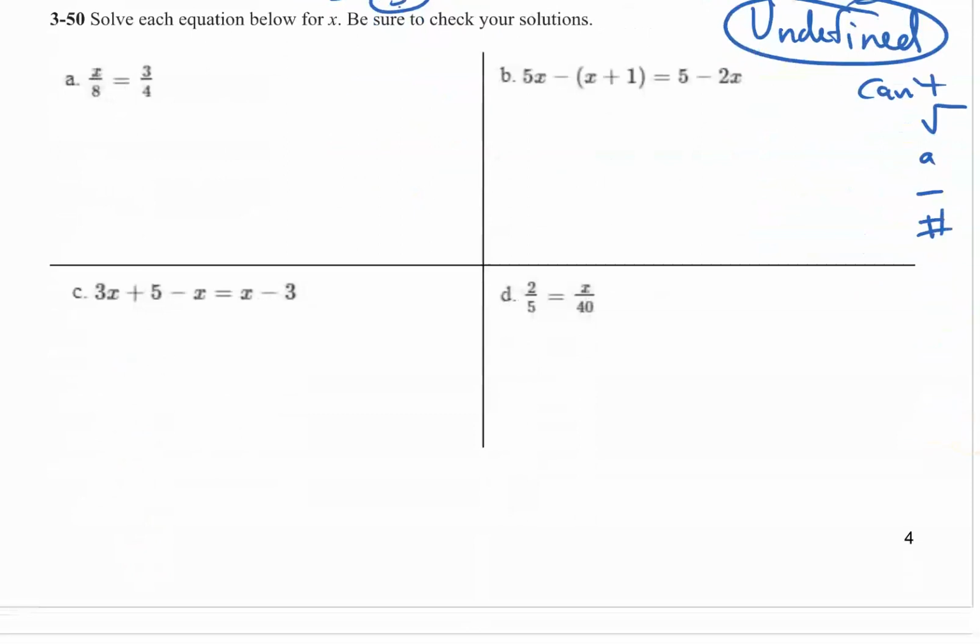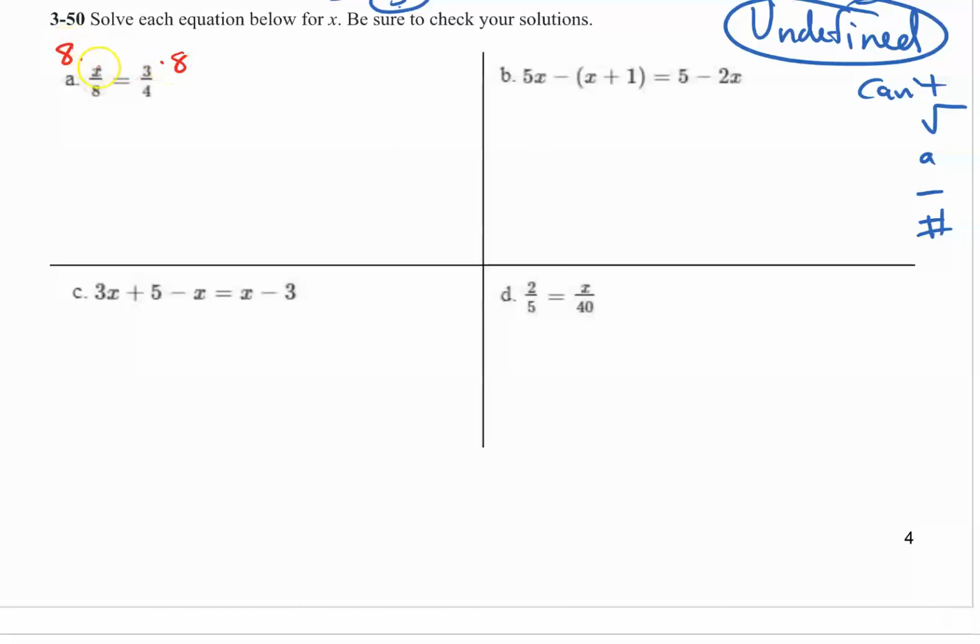3-50. Okay, let's do A. We haven't solved too many of these like this in class, so what you need to think about is make x alone. x is divided by 8. The opposite of divide is multiply, so let's multiply both sides by 8.